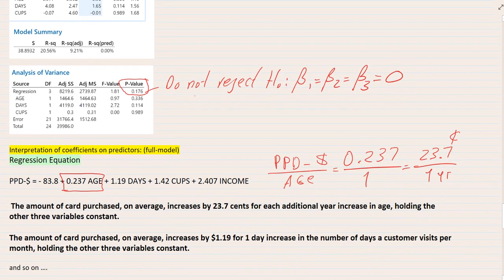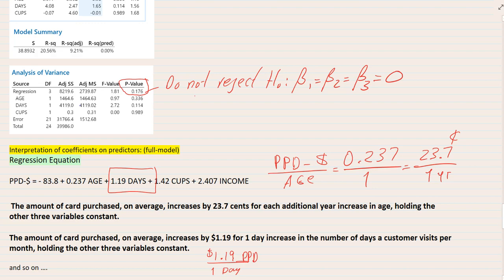Okay, and what about the coefficient on days? What does that mean? Well, same thing. That's a 1 unit increase in days, per 1 day increase, it's going to be $19. That's the change in the amount of prepaid card purchase. For each additional day that they visit Starbucks, you expect them to spend $19 more.